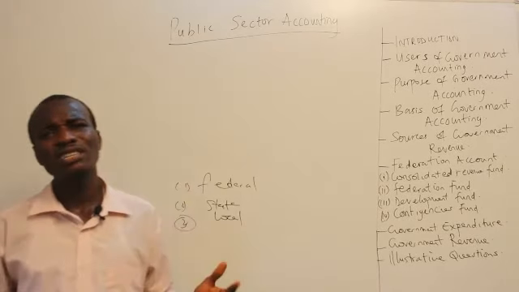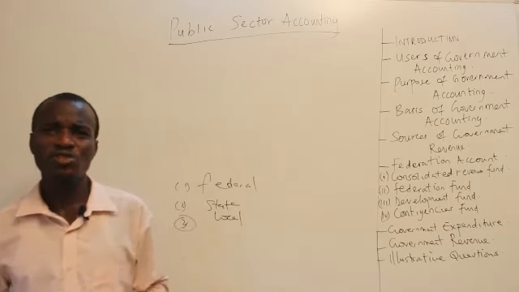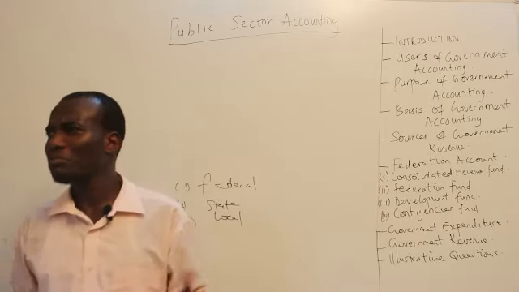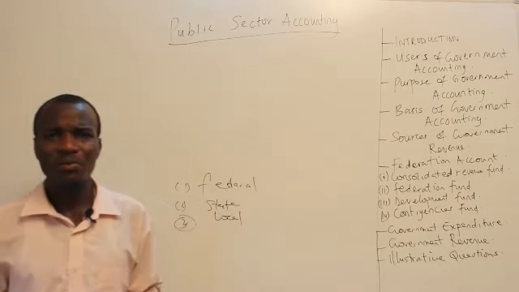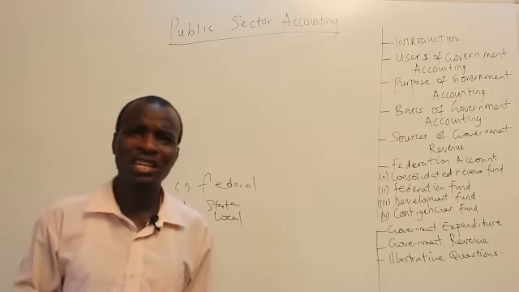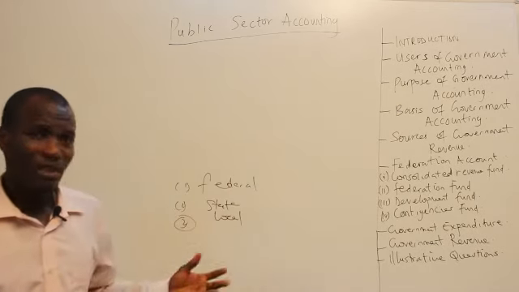Okay, the government can also derive its revenue from the issuing of licenses. The government issues licenses to different companies and organizations or individuals, maybe car licenses and a lot of things like that. The federal government can also derive its revenue from that.